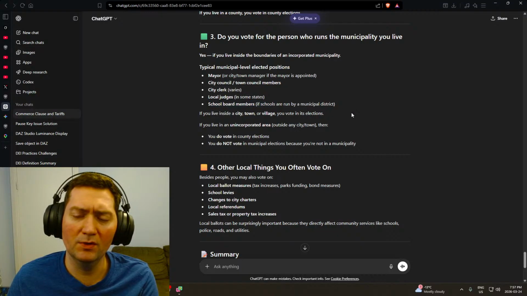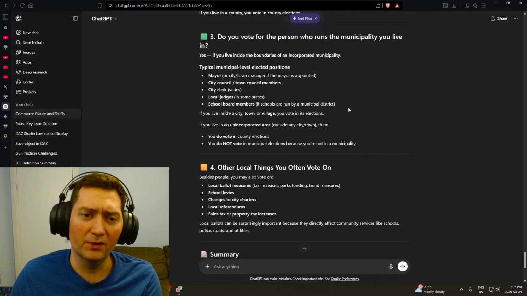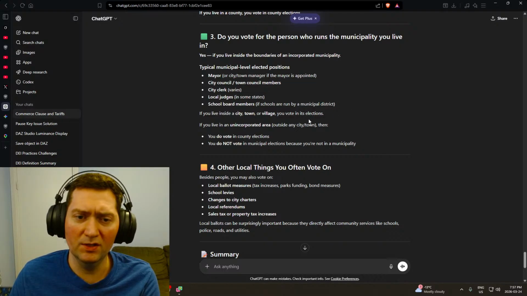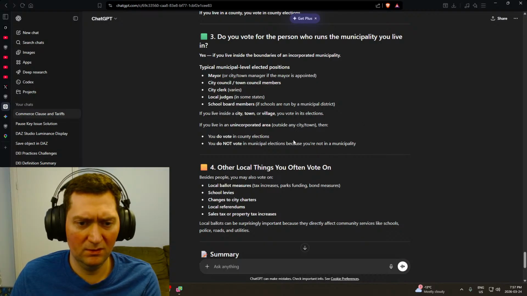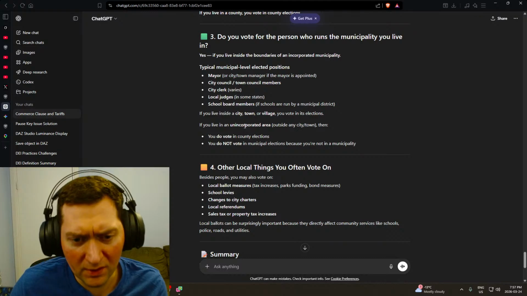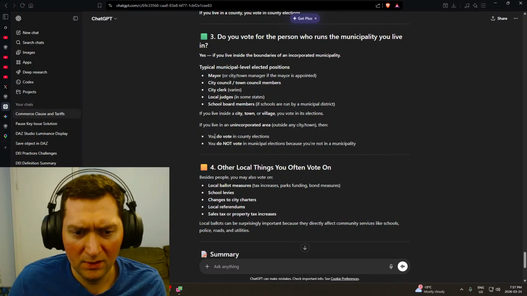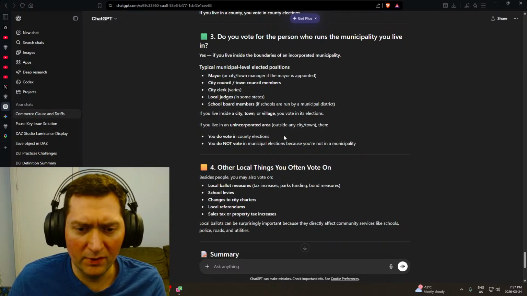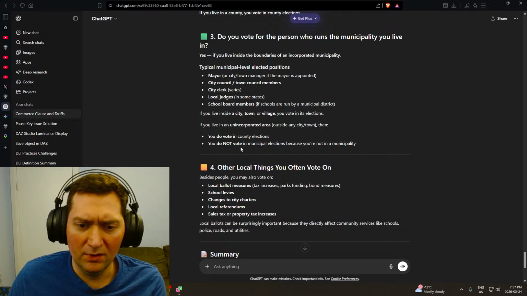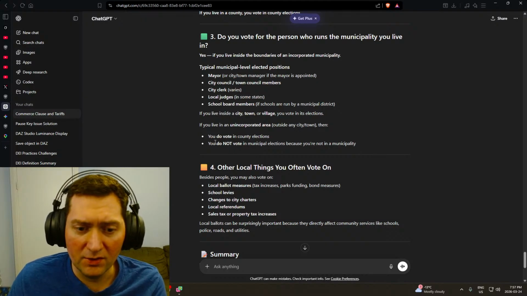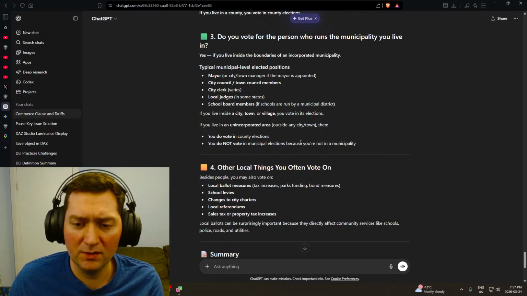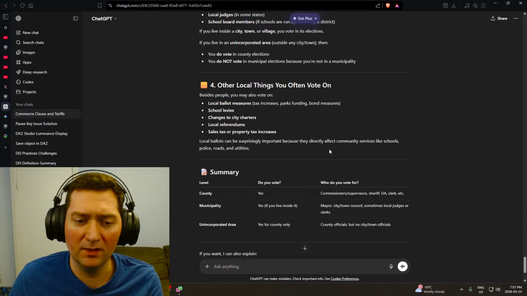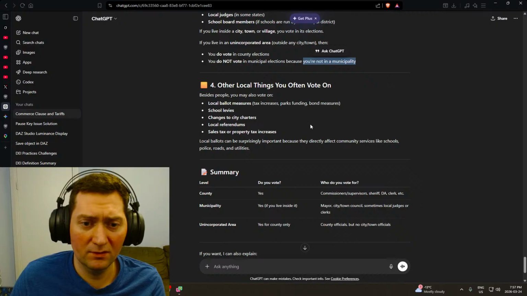Schools are run by a municipal district. So you vote for a lot at the municipal level. If you live in an unincorporated area, then you do not vote in municipal elections because you're not in a municipality, but you do vote in county elections. So municipalities aren't everywhere.